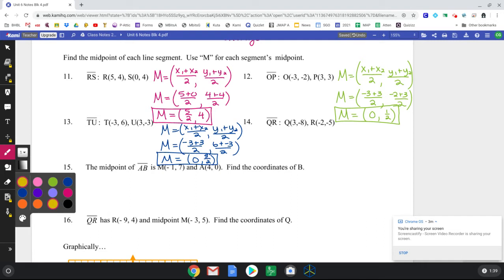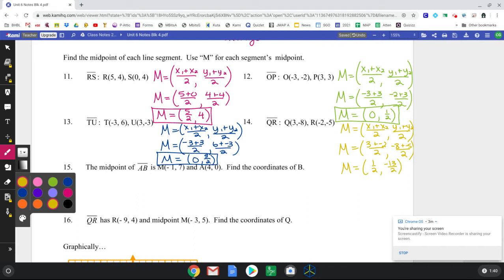Our last one, again, always writing our formulas. x1 plus x2 divided by 2, y1 plus y2 divided by 2. Plugging my numbers in, 3 plus -2 divided by 2, -8 plus -5 divided by 2. So my midpoint is going to give me 1/2, and -8 plus -5 is going to give me -13. So I can just leave this as -13/2 if I want, or I can turn it into a decimal if I'd like as well.